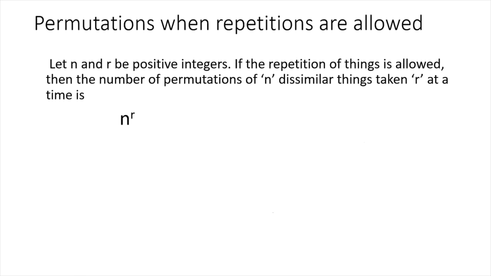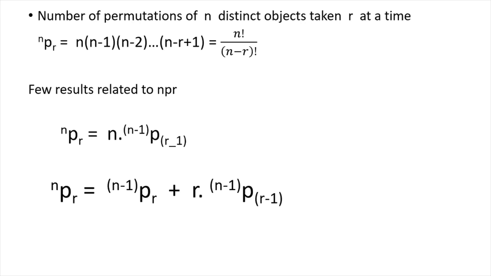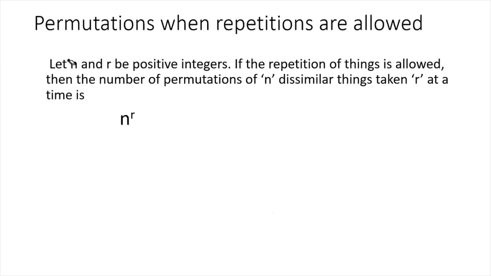And then we have discussed this one. When repetitions are allowed, the number of permutations is going to be n raised to r. The number of permutations of n distinct objects taken r at a time when repetitions are allowed is n raised to r. If repetitions are not allowed, then it is going to be nPr. If repetitions are allowed, then it is going to be n raised to r.